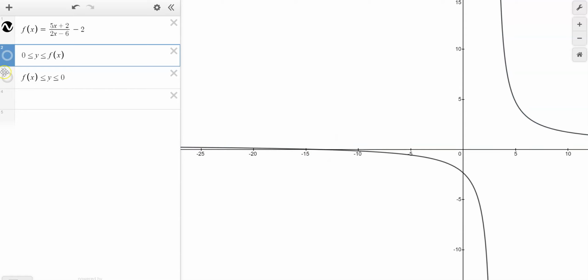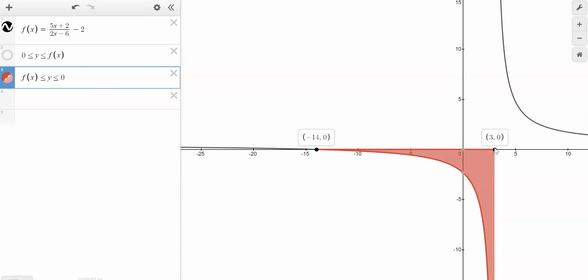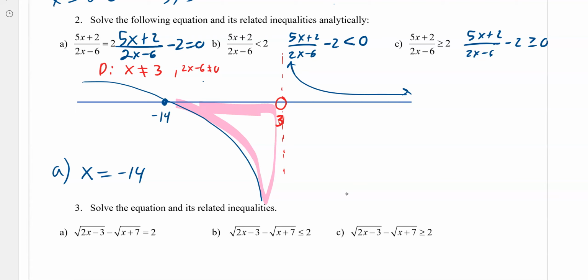And then when we do our less than, our less than will go from -14 to that value of 3. So our less than is our middle one. We know that that was this region here. This is our less than. So our answer for part B would be (-14, 3), because it's just plain old less than.